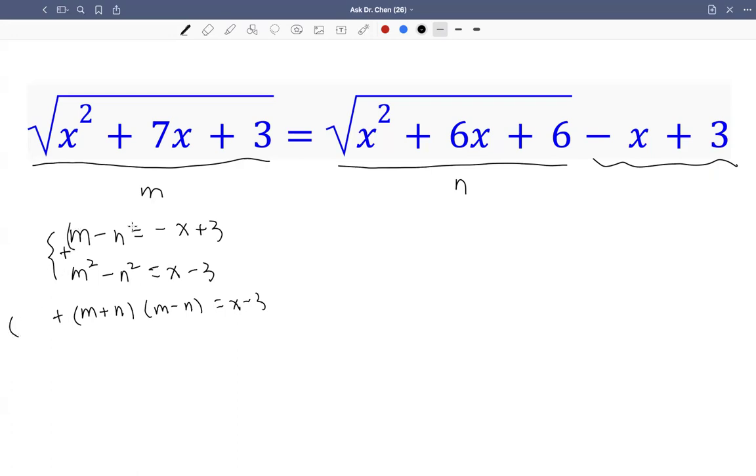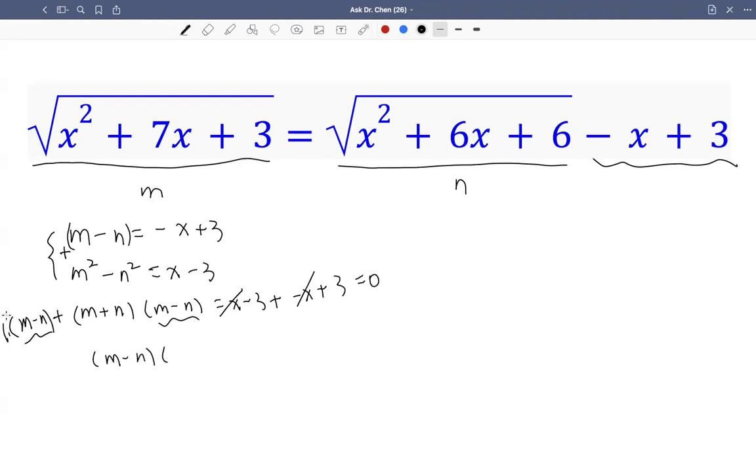So we're treating this one as one term, so we have m minus n. Now we add this on the right-hand side, we add a negative x plus 3. Now negative x adds up to be 0. -3 plus 3 adds up to be 0. Perfect. So now we have a common factor of m minus n. Let's factor out.